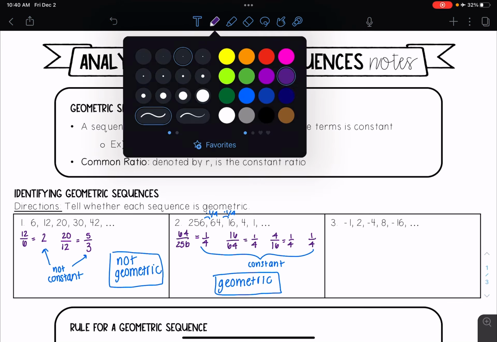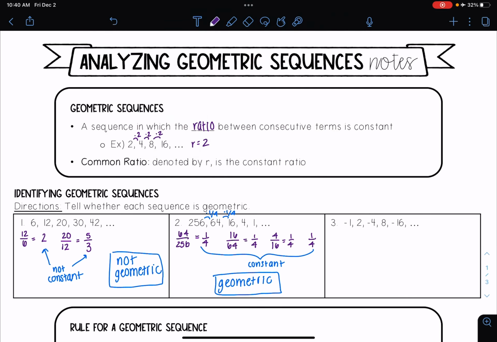And then looking at this last one, following the same steps, I'm going to take the second term and divide it by the first, and I get -2. Third divided by the second, I get -2. 8 divided by -4, I get -2. And then -16 divided by 8, I also get -2. And so I am multiplying by -2 each time. And so since that is the same number, this is also geometric.